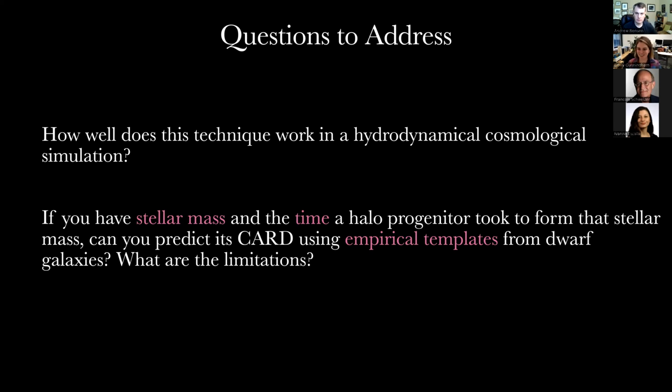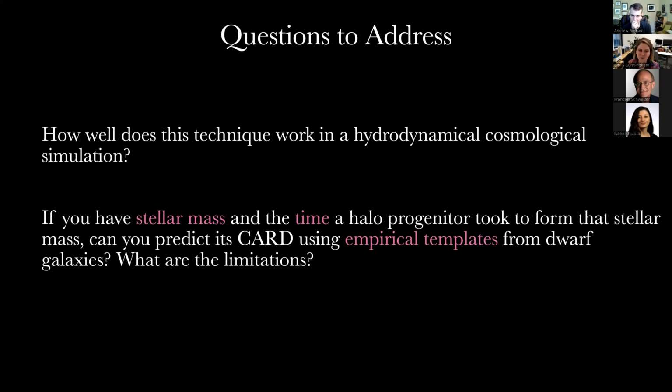Does it work at all in a hydrodynamical cosmological simulation, where we have diverse formation histories, diverse star formation histories, all kinds of complications that were not included in the initial Bullock and Johnston simulations? But also, if you have the stellar mass and the time a halo progenitor took to form that stellar mass, can you predict its abundance distribution using empirical templates? So that's sort of turning this question on its head. If I know how long a dwarf galaxy took to form its mass and what its mass is, can I just read off essentially what its abundance distribution should look like?